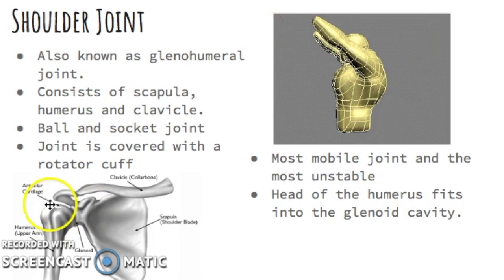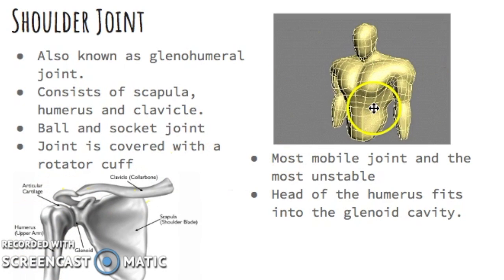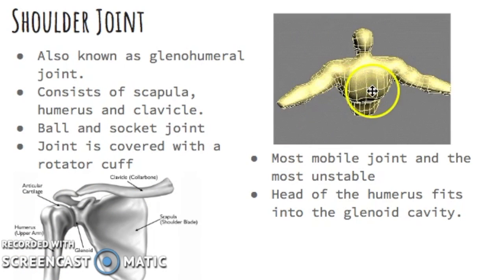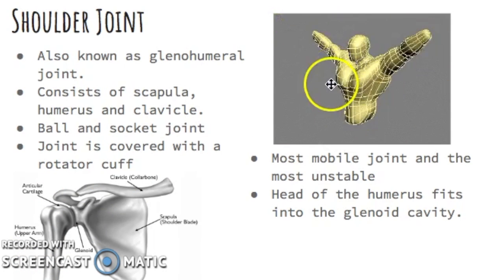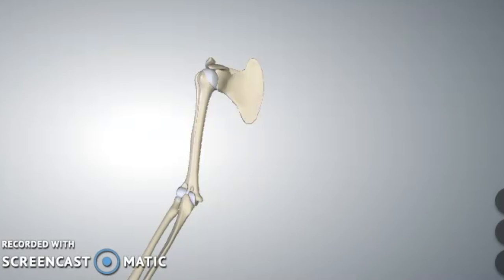The whole joint is covered with rotator cuff muscles, and as you can see here, the ball and socket joint allows wide range of movement. Here you can see the ball and socket joint more clearly. The head of the humerus fits into the cavity, and dislocations occur when this humerus pops out of its cavity. And due to the fact that the joint allows so many different movements, the dislocation is very easy to occur.